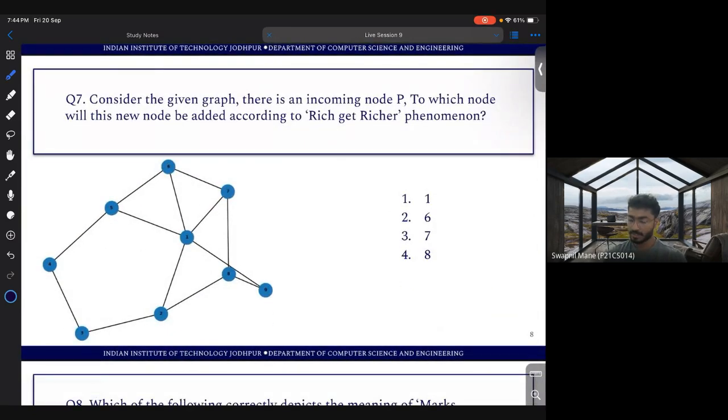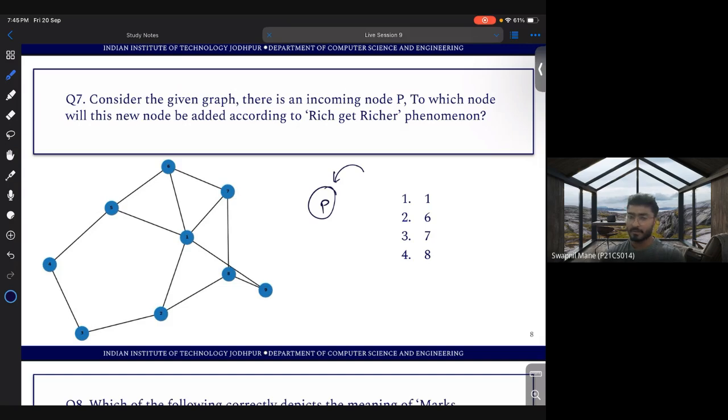In question 7, consider the given graph. There is an incoming node P. The new node comes. To which node will this new node be added according to the rich get richer phenomenon?